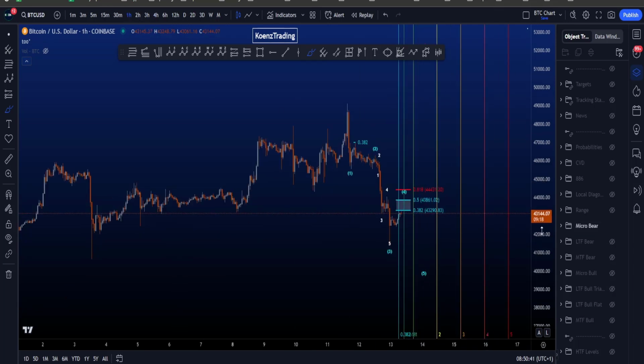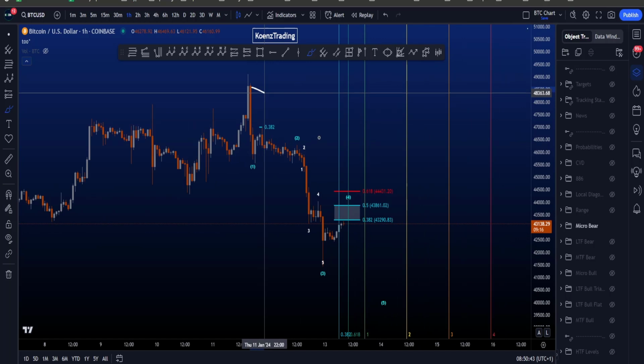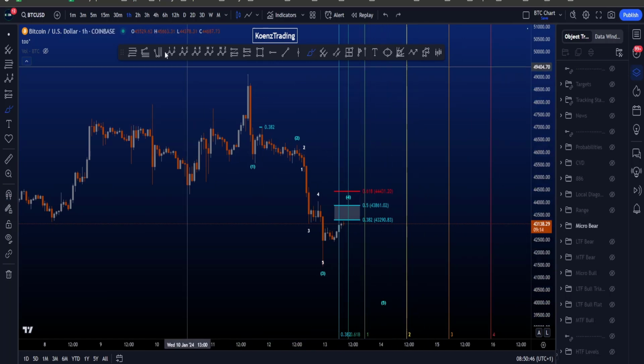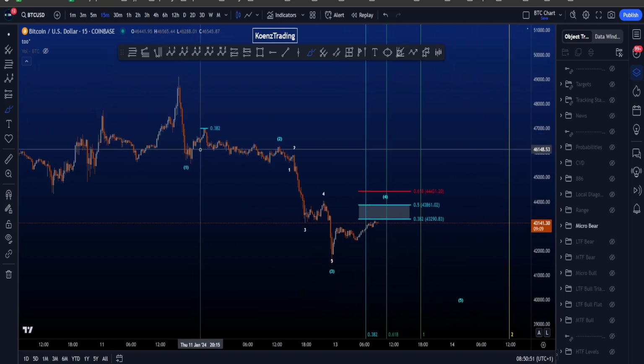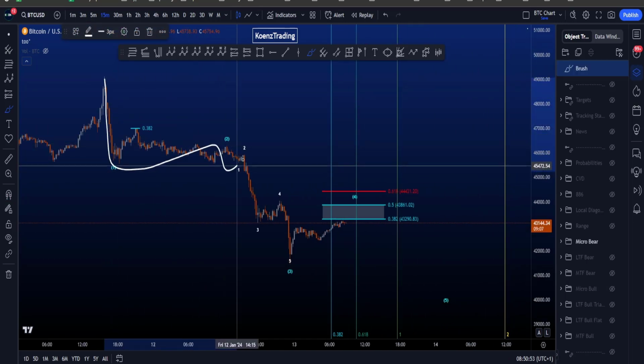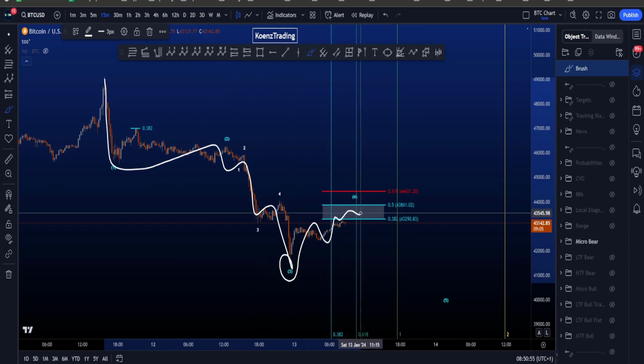But of course, in this scenario, you are always going to be looking for an impulse to the downside, right? Because we are looking for bigger corrections to the downside. So here, we are then looking for a wave 1, 2, 3, 4, 5.